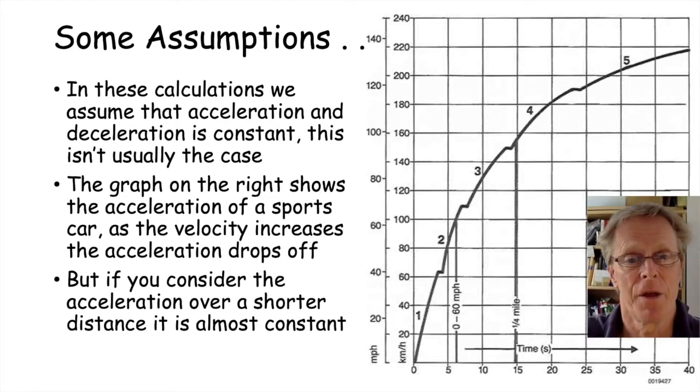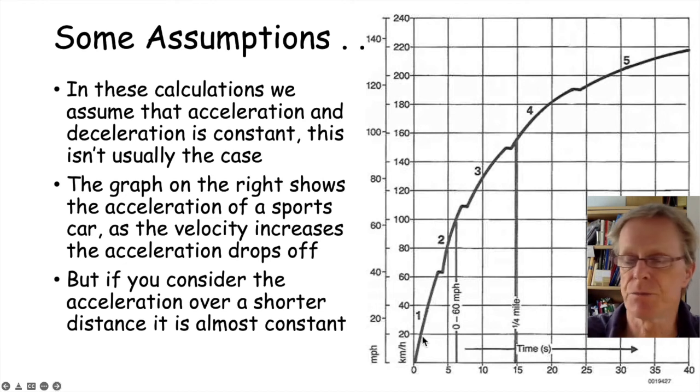So here we are at the end of the lesson. These are some assumptions that we've made from this particular lesson. First of all, we always assume the acceleration is linear. It's a constant acceleration. In reality, this isn't usually the case. And I've got an example here on the right-hand side of the acceleration of a sports car, starting off at 0 from the traffic lights or something like that, right up to its maximum speed.